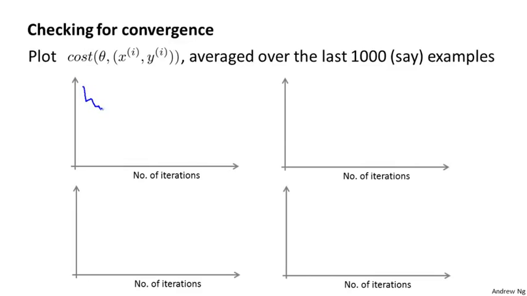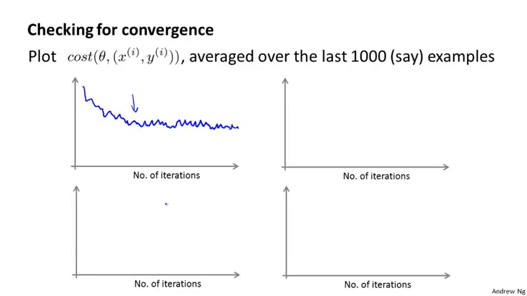But if you get a figure that looks like this, so the plot is noisy because it's averaged over just a small subset, say 1,000 training examples. If you get a figure that looks like this, that would be a pretty decent run of the algorithm maybe, where it looks like the cost has gone down and then it's plateaued out, it's kind of flattened out, starting from around that point.